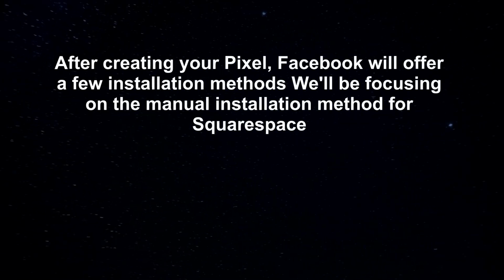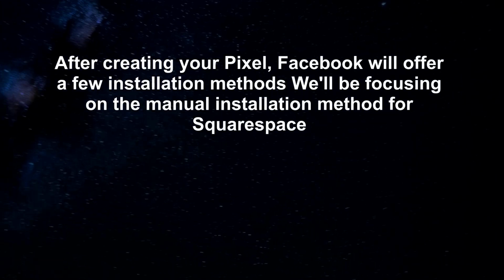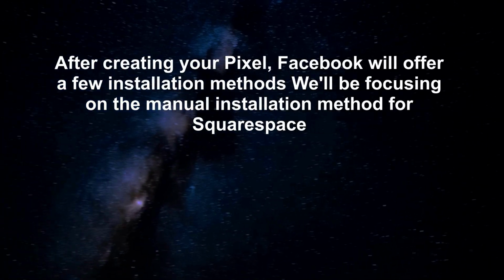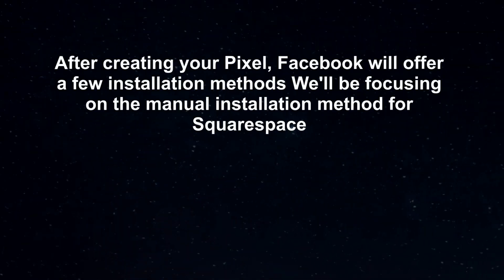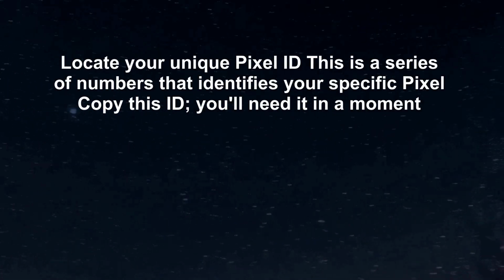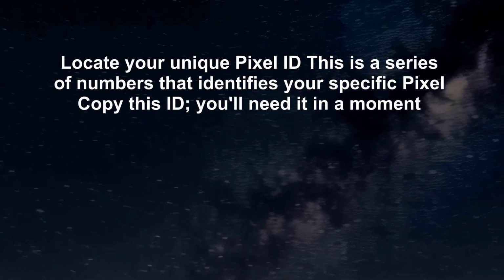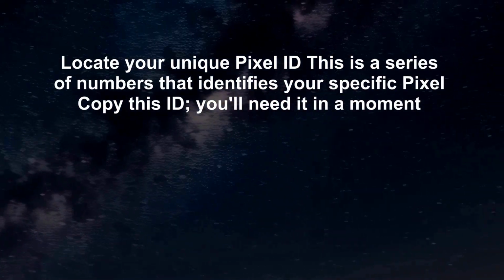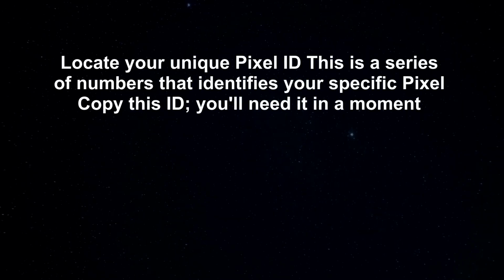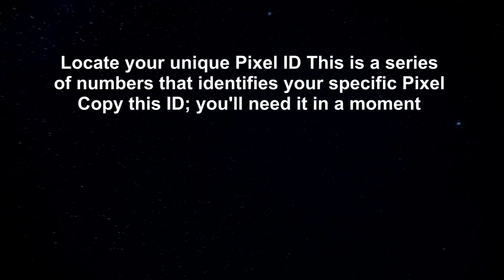After creating your pixel, Facebook will offer a few installation methods. We'll be focusing on the manual installation method for Squarespace. Locate your unique pixel ID. This is a series of numbers that identifies your specific pixel. Copy this ID. You'll need it in a moment.